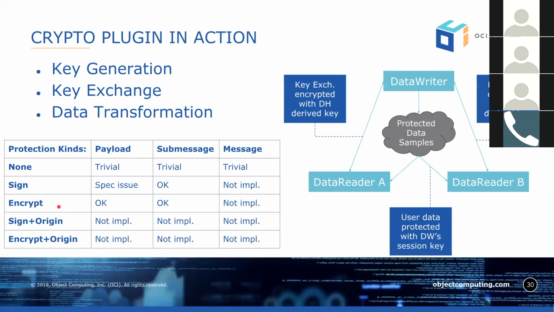Then we have the encrypt protection kind. Encrypt actually encrypts the data with AES GCM, and the data on the wire will not be visible to anyone looking at that. There's additionally origin authentication provided by the specification that is not implemented by OpenDDS at this point, so we won't discuss that further in this section.